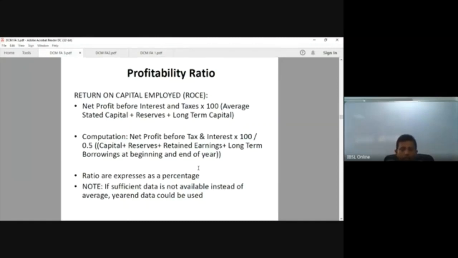I am not going to explain how you calculate the average figure, you know. And this is also expressed as a percentage. Higher the percentage, better it is. If insufficient data is there for you to calculate the average figures, then you have to take the year-end figure as the average figure. Right.